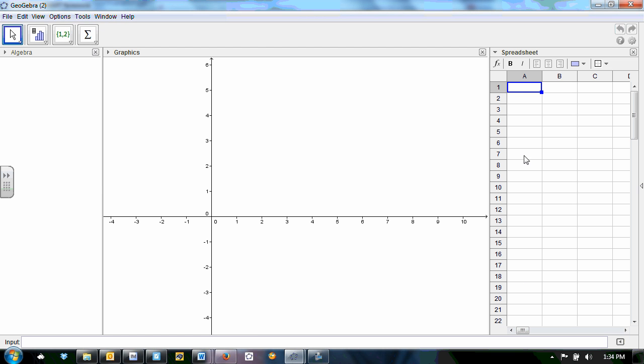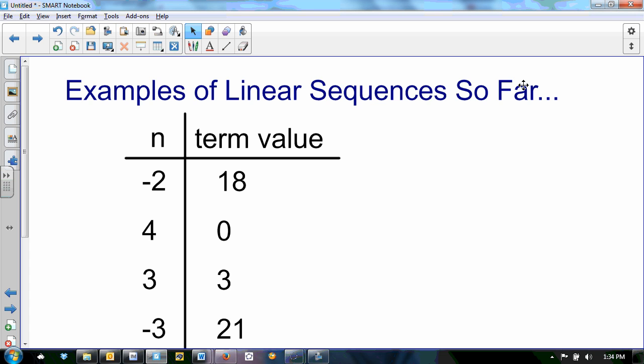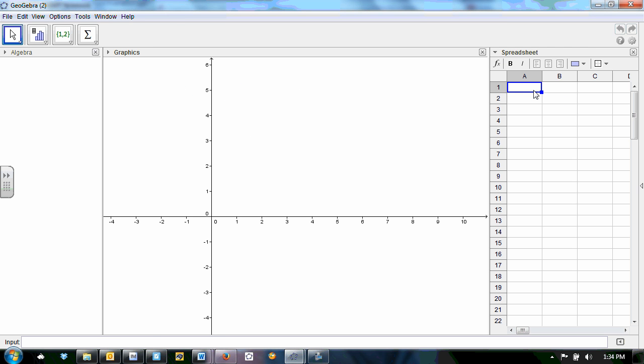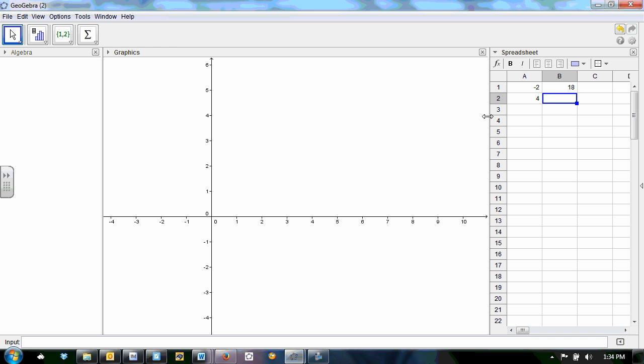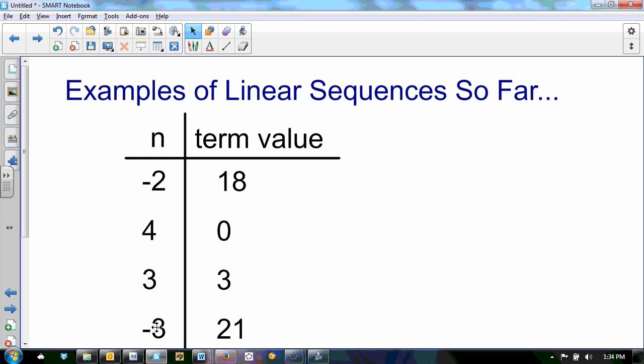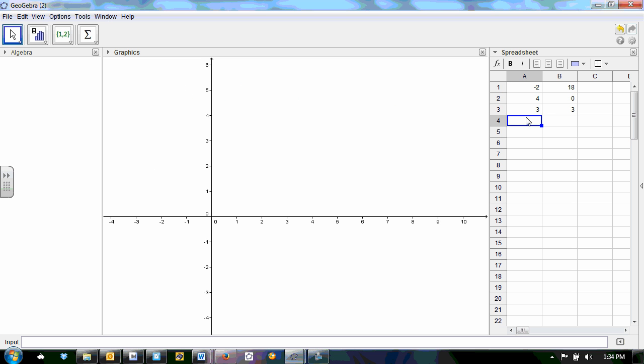So this first A column, this is going to be my term number, so like negative 2. And then we said the negative second term, negative 2 is 18, right? So now I'm going to put in all my pairs here. If the fourth term is 0, and I noticed also when I was looking, my third term it was 3, okay? And then my negative third term was 21. So if I have my negative third term, we get out 21. So those are the only points that I have in the table.